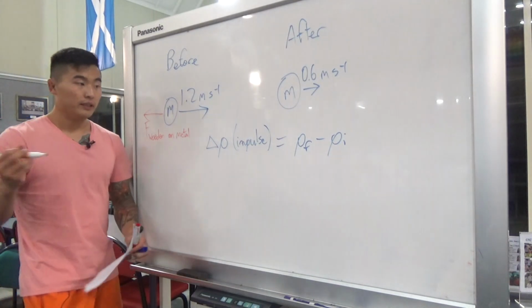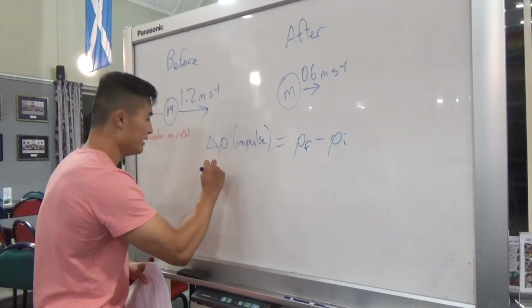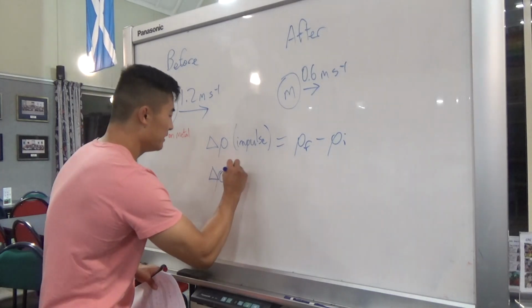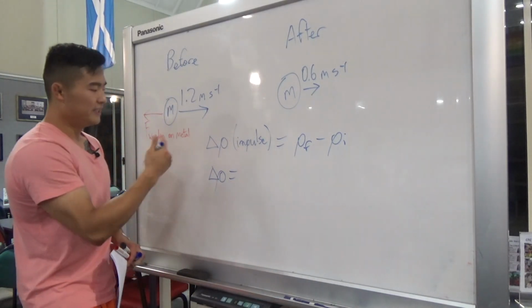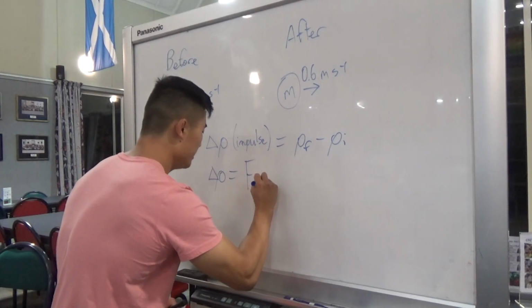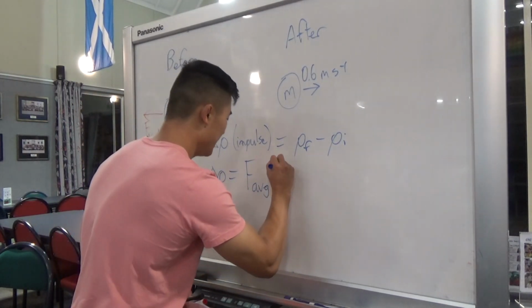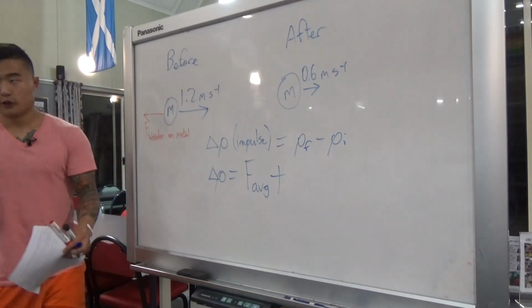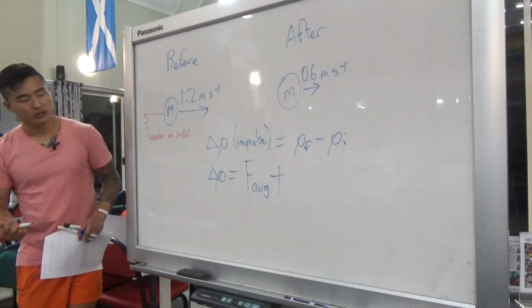And so there's also another equation for our impulse, or our delta P. And that's the change in momentum is equal to our average force multiplied by the time that the force was applied for. Okay?